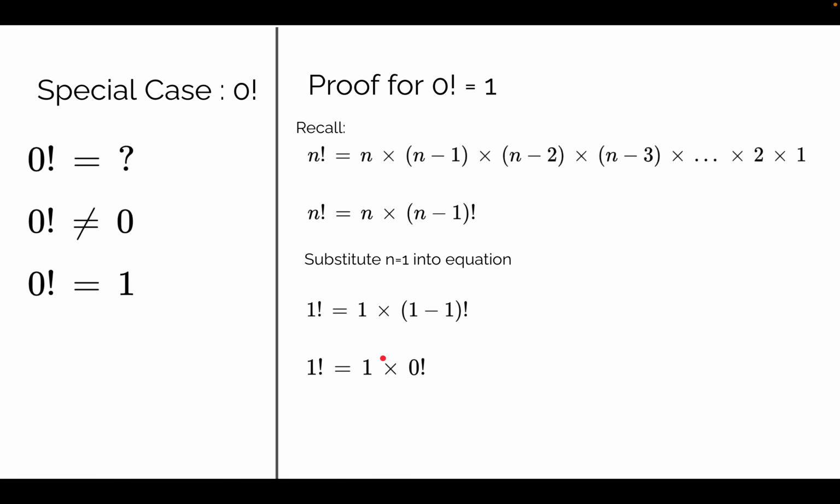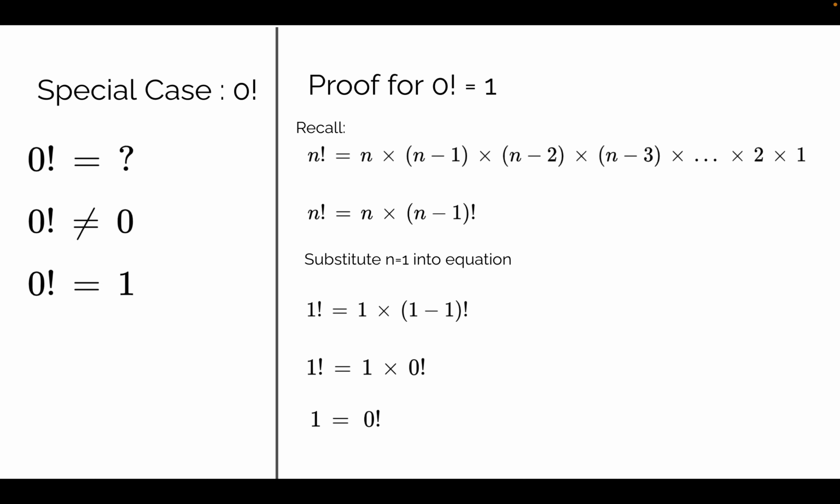So we know that anything times 1 is equal to that number itself. And 1 factorial, well, what is 1 factorial? It's just 1 because it's 1 times all the numbers before it up to 1, but there's no other numbers, so it's just equal to 1. So if we do that, we can rewrite this as 0 factorial here is just equal to 1, which is what I mentioned here, 0 factorial is equal to 1. So this is the proof for 0 factorial equals 1.